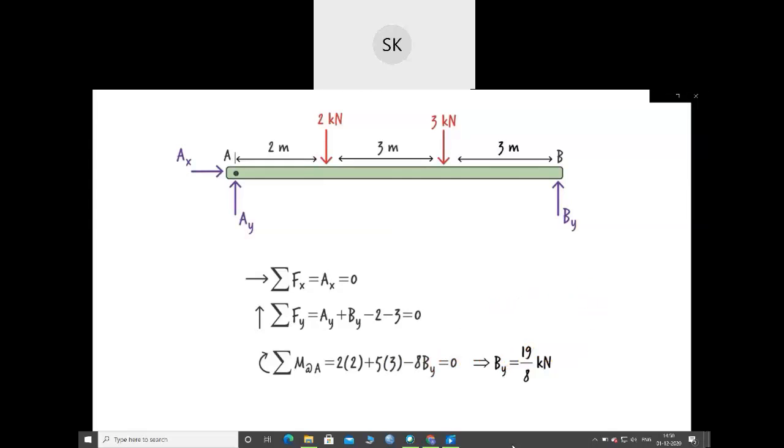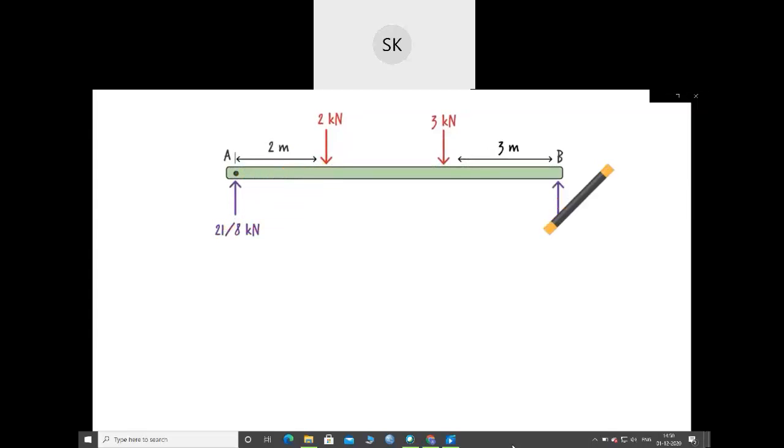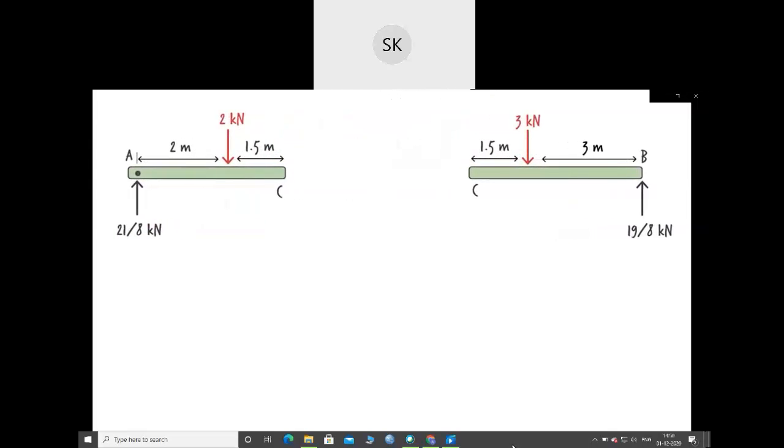Solving them for the unknown reactions, we get. Now let's cut the beam at its midpoint, exposing the internal shear and moment at the point. Note that I am showing the moment in the positive direction here.